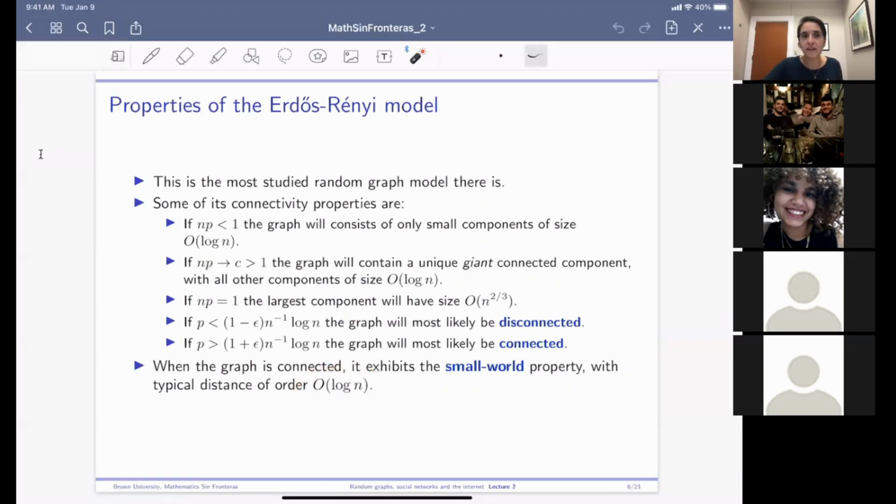Any questions about these Erdős-Renyi properties before we move on? No?